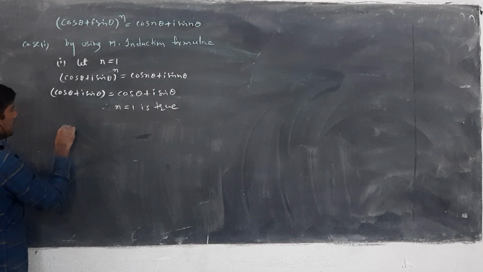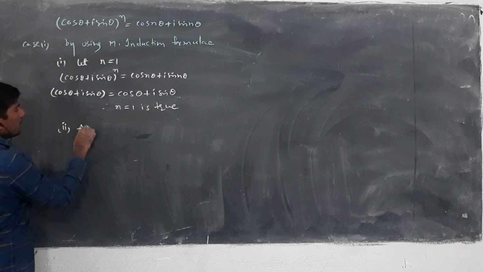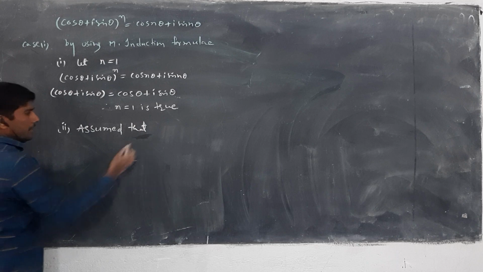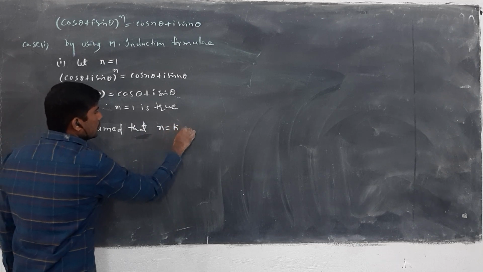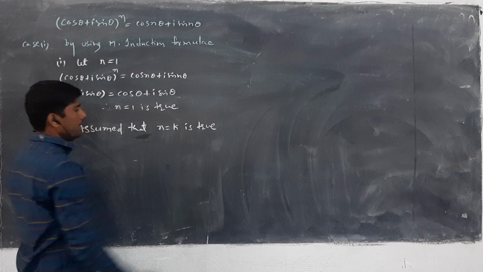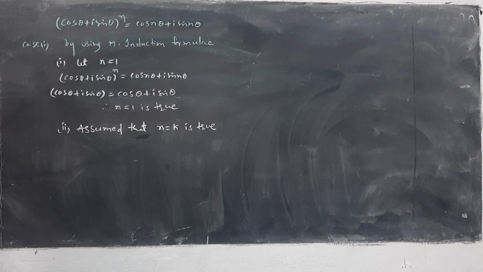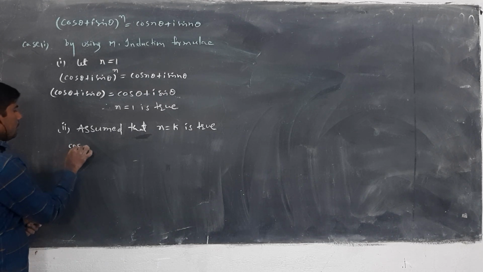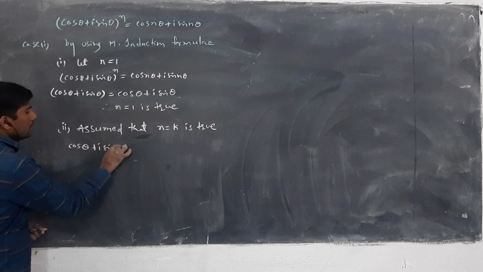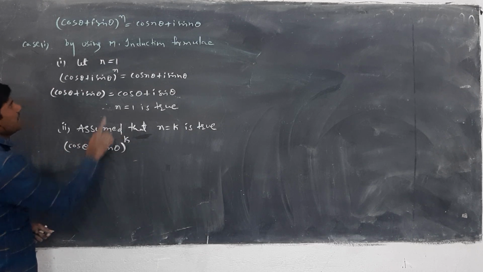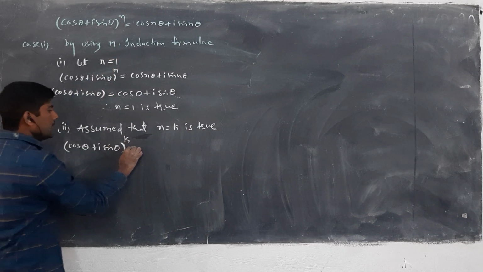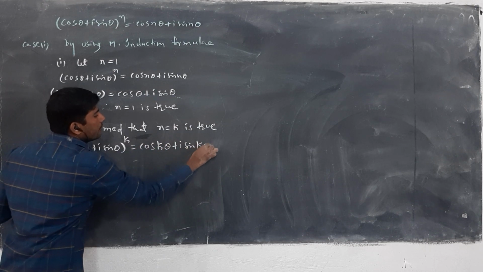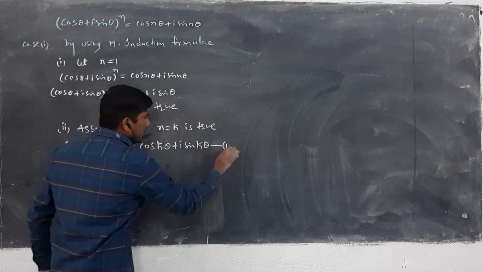Second case, assume that n is equal to k is true for the given statement. So n is equal to k: cos theta plus i sin theta whole power of k, because in place of n we substitute k, is equal to cos k theta plus i sin k theta. Let that be equation number 1.